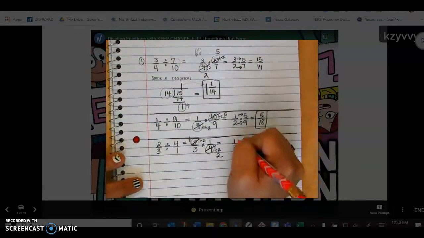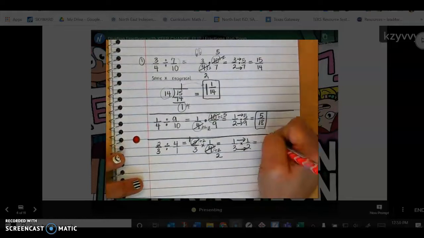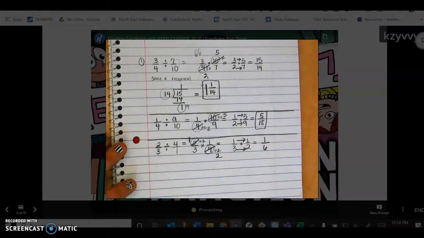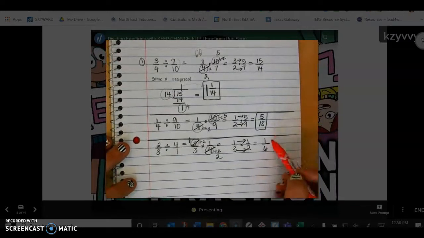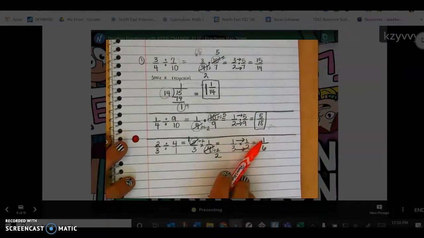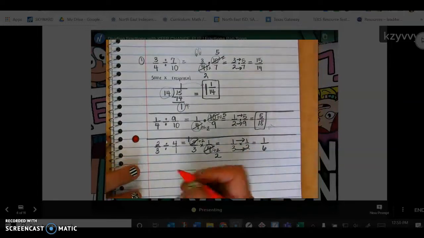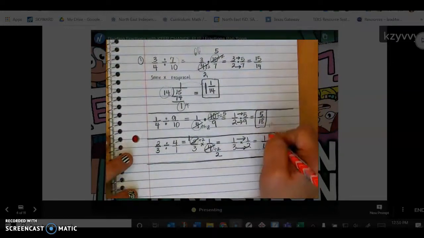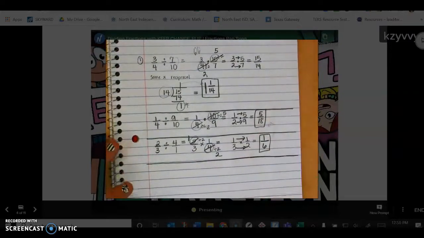And we are ready to multiply numerator times numerator, which is 1, and denominator times denominator, which is 6. And again, 1/6 is like this guy. It has a smaller numerator, which means it is a proper fraction, and we do not have to worry about the division. We can just leave our answer as 1/6.